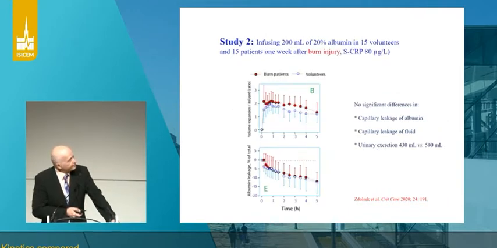Here is post-burn, 1 week after burn injury, and we have an inflammatory situation. That's the problem at this time. Again, the plasma volume expansion is about twice the infused volume, no difference between post-burn with inflammation and healthy volunteers. And we see the estimated mass balance calculated capillary leakage is about the same.